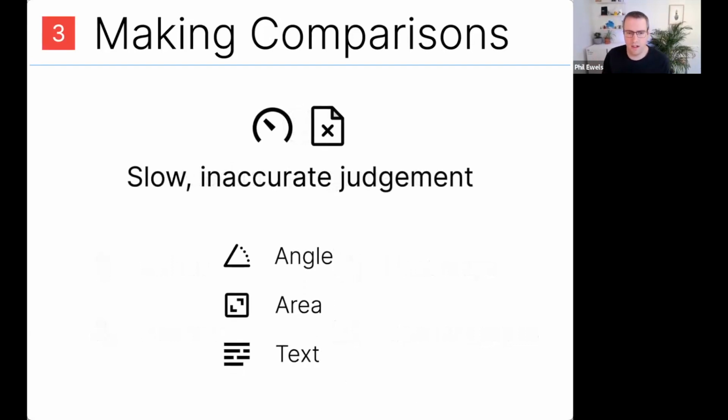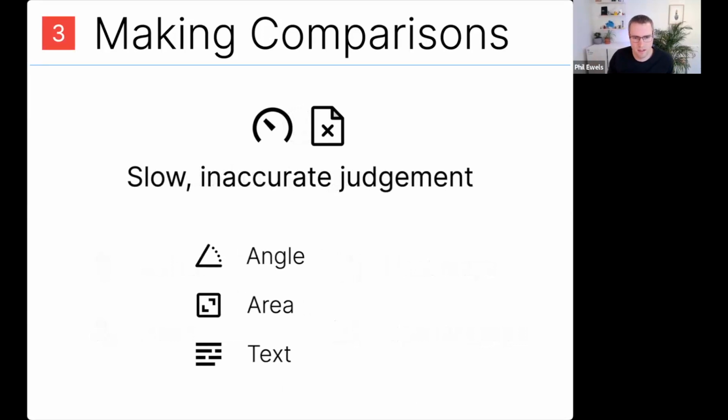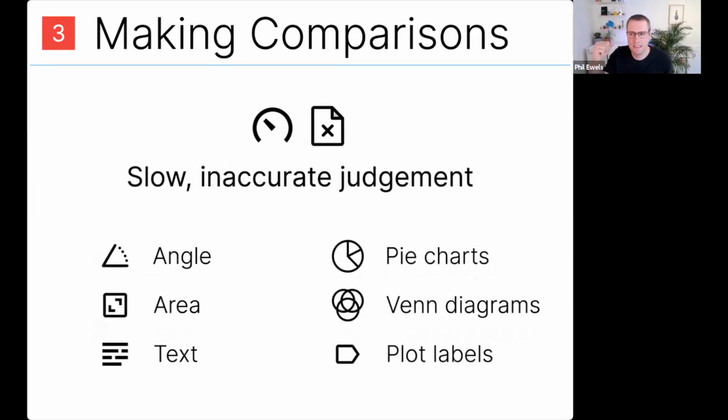Really bad, slow, inaccurate judgment. You're not good at angle, area, and text. Pie charts. Almost never use a pie chart. There are very few situations where it's a good idea to use a pie chart because they are really difficult to interpret. Using area in a quantitative manner is not a good idea generally. And relying on text, for example, requiring a person reading your graph to actually read what the plot labels say with numeric data, or of course using a table or anything like that, is difficult and slow and inaccurate. People will be bad at figuring out what you're trying to say.